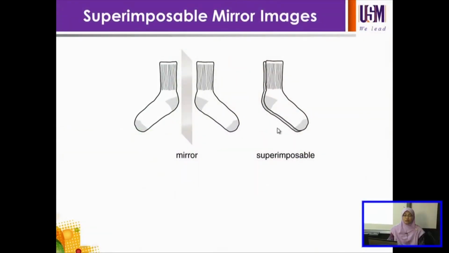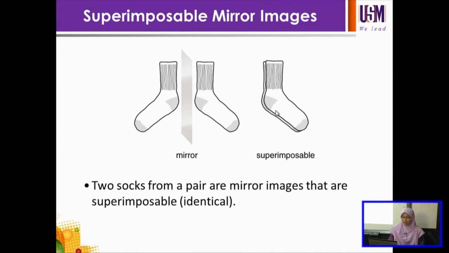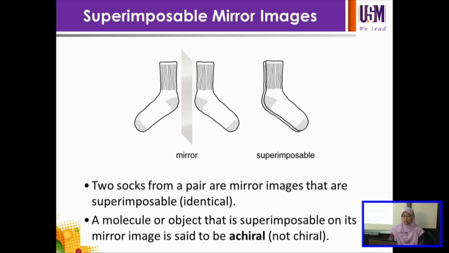This is what we call a superimposable mirror image. Two socks from a pair are mirror images that are superimposable or identical. A molecule or object that is superimposable on its mirror image is said to be achiral, not chiral.